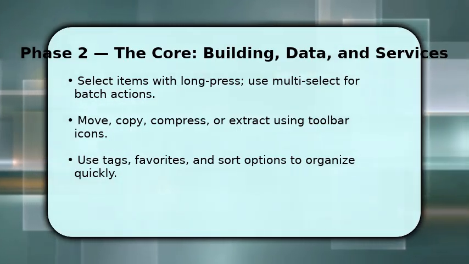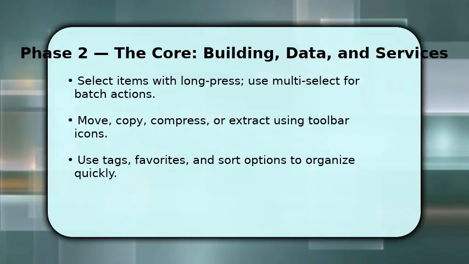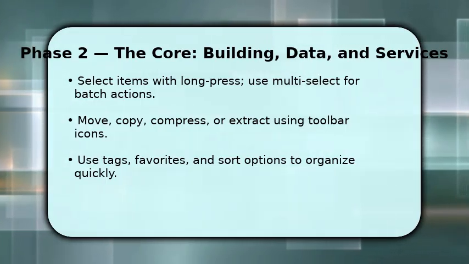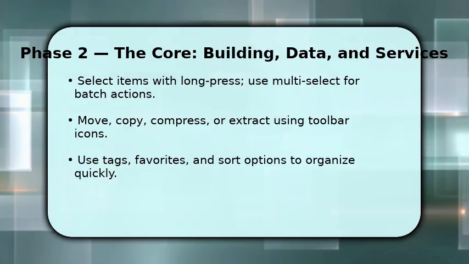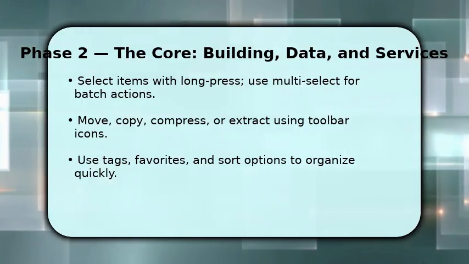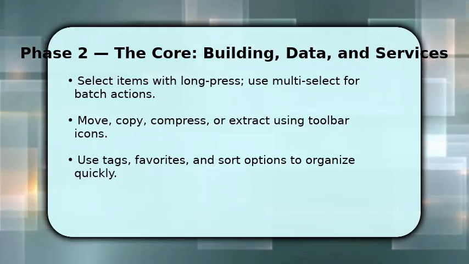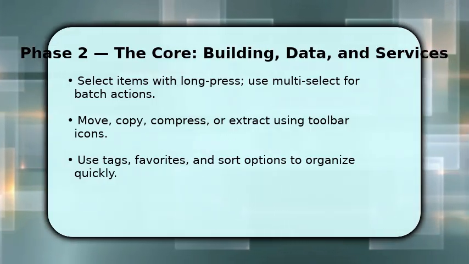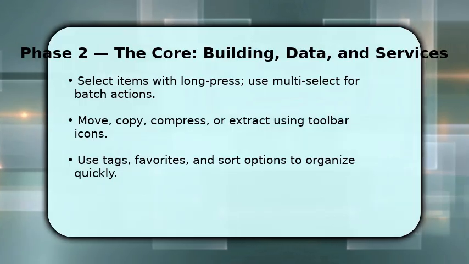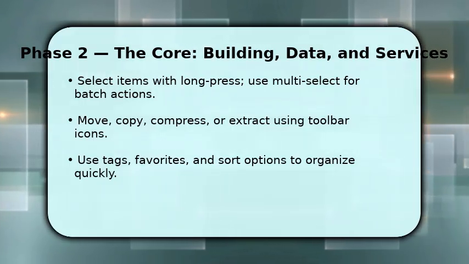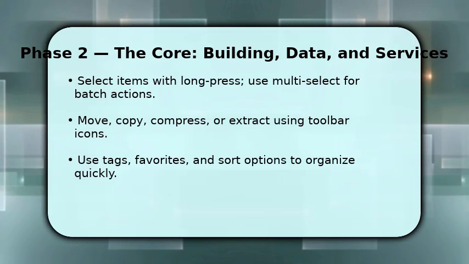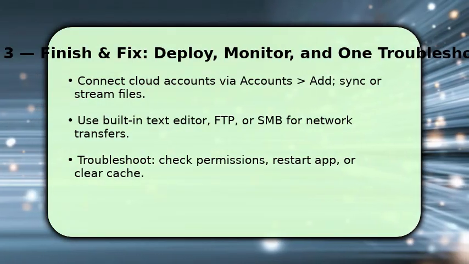Use the toolbar icons to move or copy between panes, compress to zip, or extract archives. These actions preserve folder structure and save space. Also, use tags, mark favorites, and the sort options to group files logically, because a consistent organization system reduces search time. For final steps, add cloud accounts under accounts so you can sync or stream files without downloading everything.